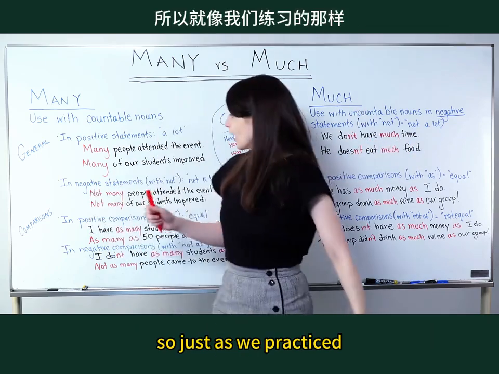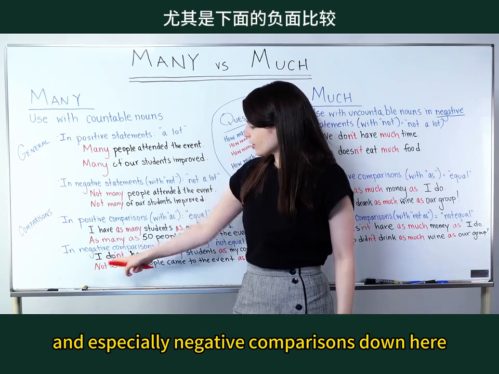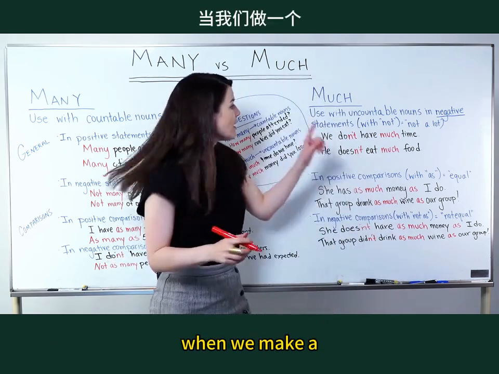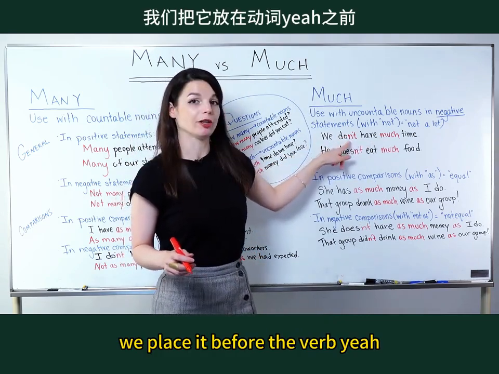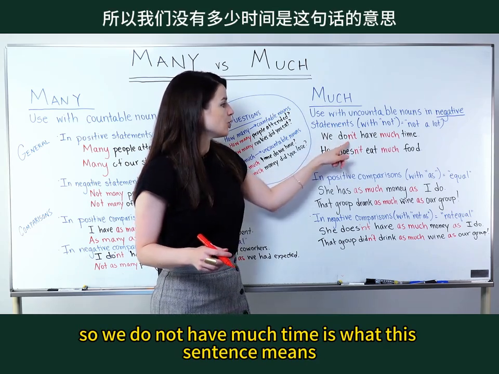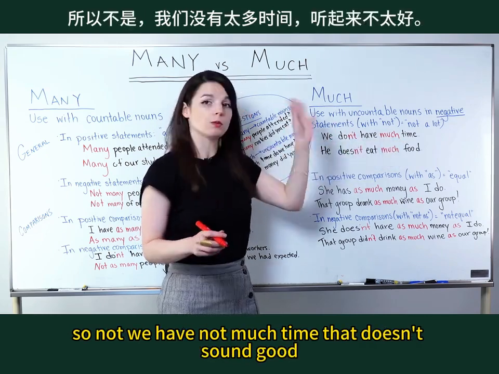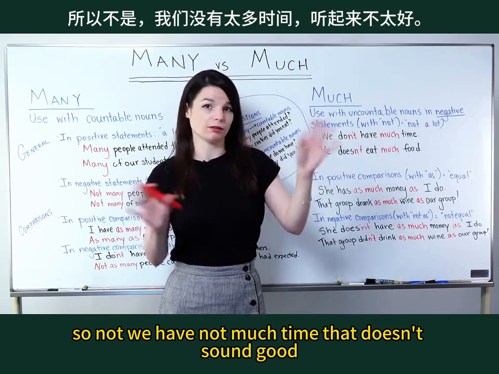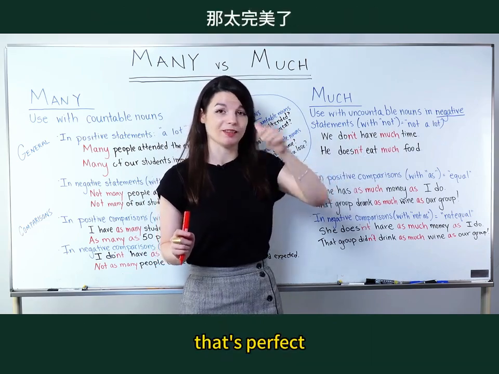So just as we practiced in negative statements over here, and especially negative comparisons down here, when we make a negative, we place it before the verb, yeah? So we do not have much time is what this sentence means. So not we have not much time. That doesn't sound good. Let's use we don't have much time. That sounds great. That's perfect.